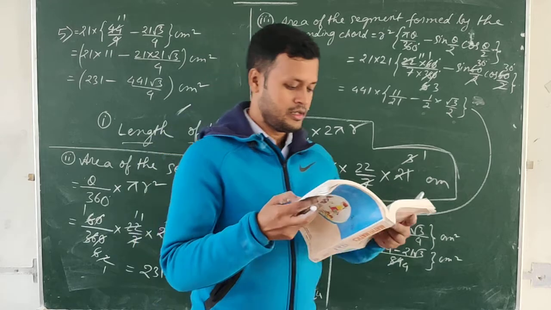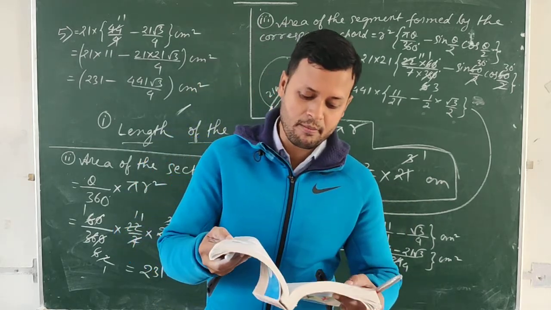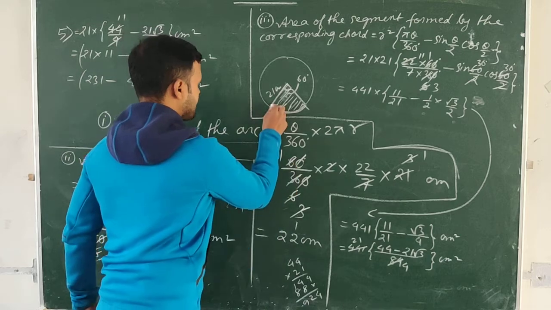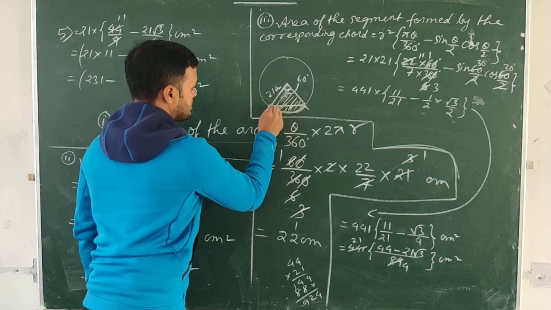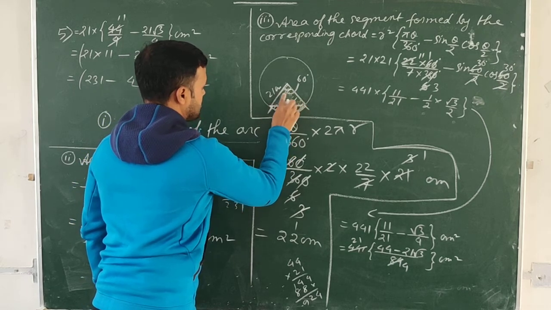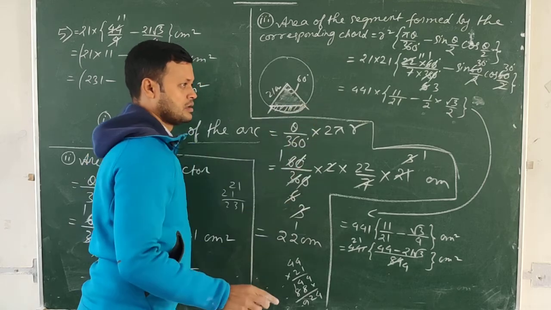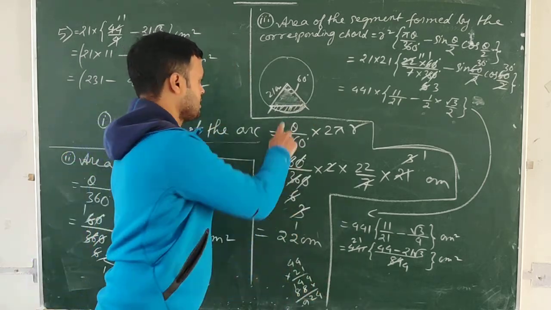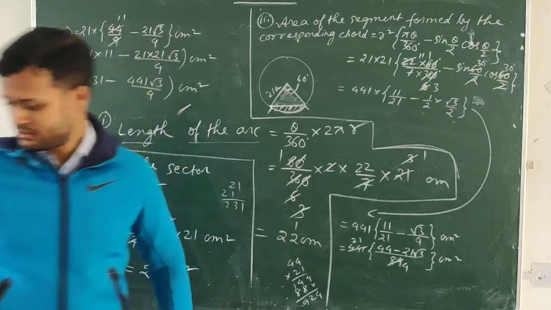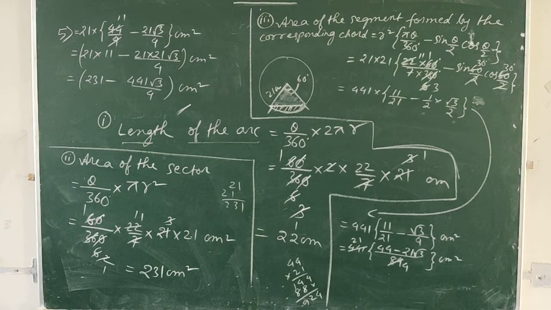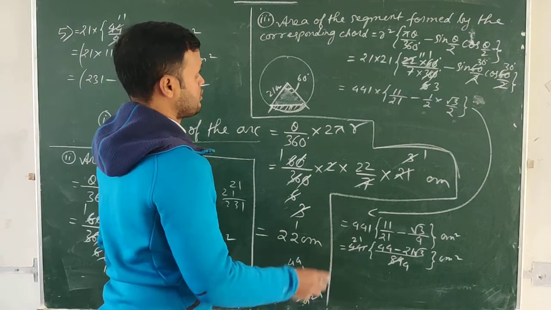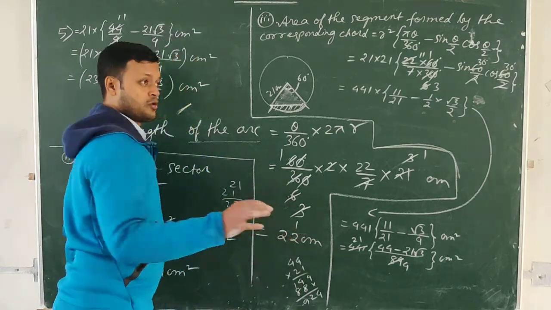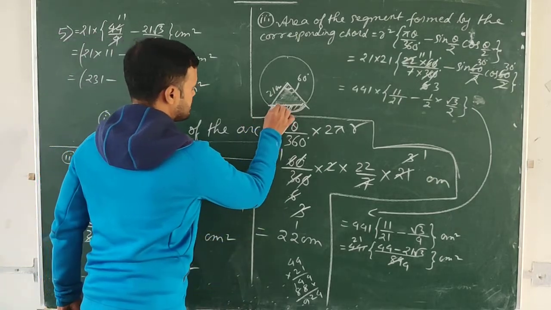See, try to understand the language. Area of the segment formed by the corresponding chord. That means this chord is here. Area of the segment formed by the corresponding chord means this segment. I am talking about this segment. Then we are going to find the area of the segment formed by the corresponding chord, which means this segment.